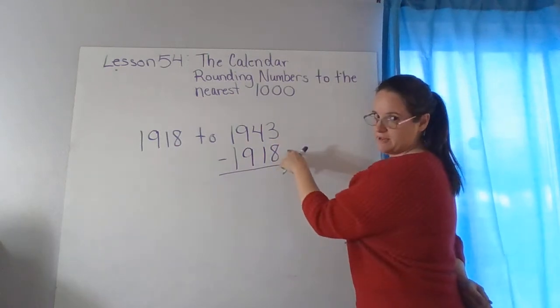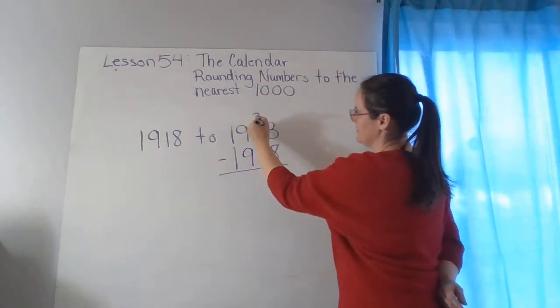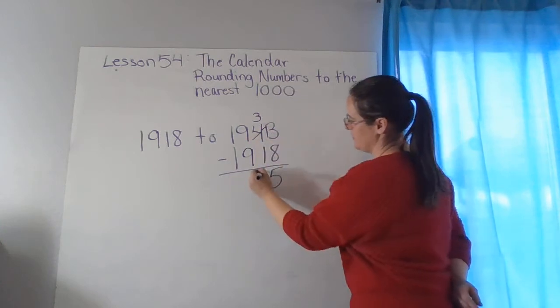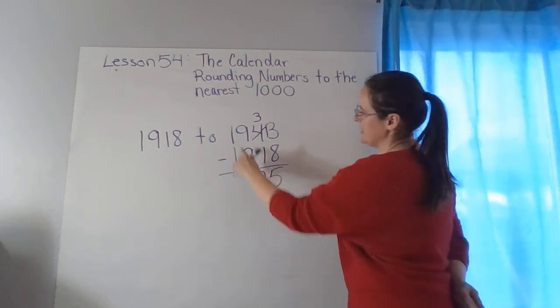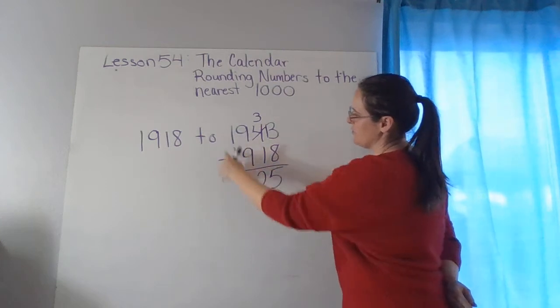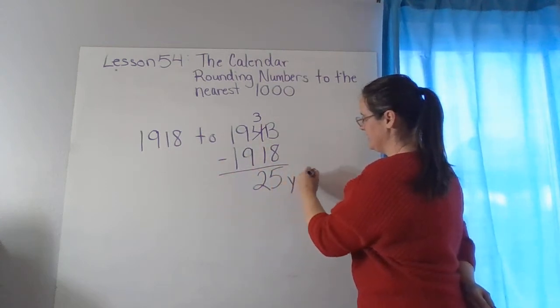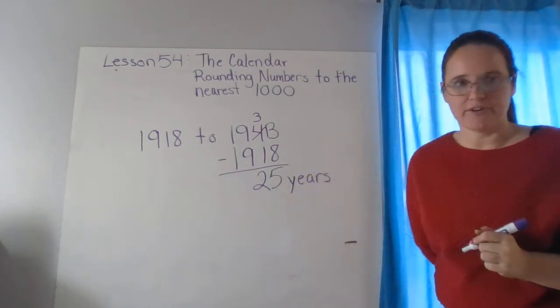I can't do that, I'm going to have to borrow. 13 minus 8 is 5. 3 minus 1 is 2. 9 minus 9 is nothing. 1 minus 1 is nothing. So 25 years is my answer.